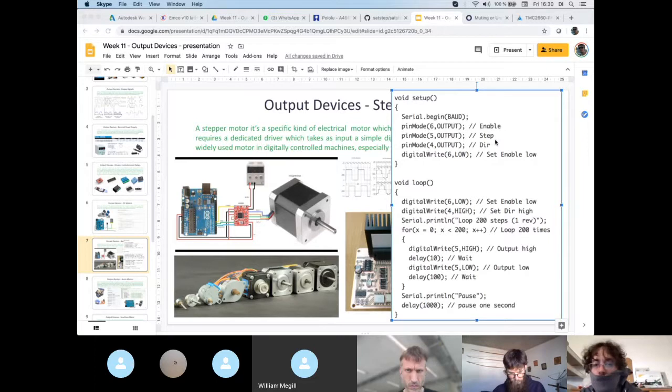And then what we do is we enable or disable the motor. So the enable will be high or low. We set the direction. Direction can be high or low, in this case, clockwise or counterclockwise. And then we generate the famous wave that we were talking about to be sent to this driver over here, which is just high, then wait 10 milliseconds, then low, and then wait 100 milliseconds, for example, and then repeat this for 200 times. 200 times means we do, for example, in two-step mode, one full rotation of the motor.